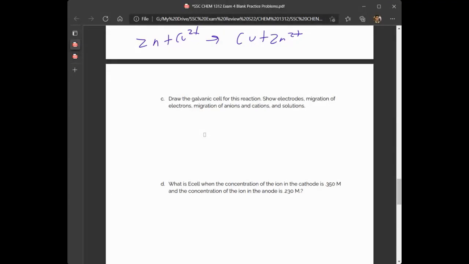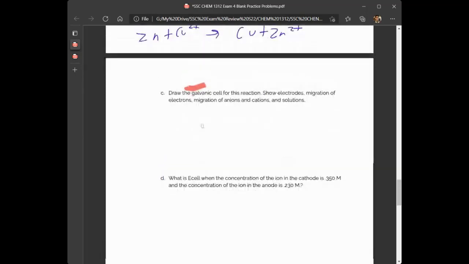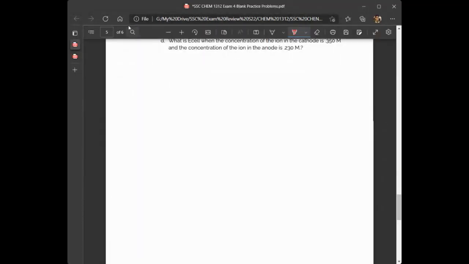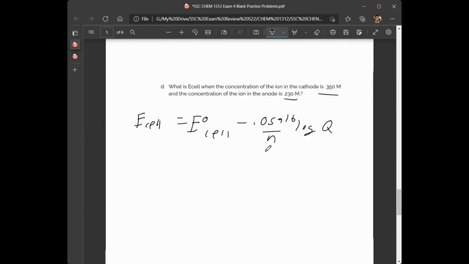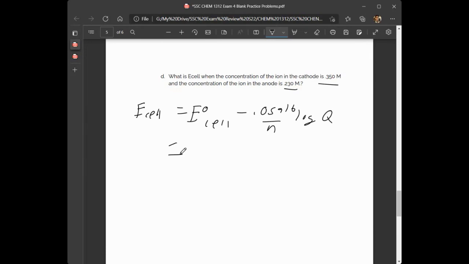So let's talk about the next problem. What is E cell when the concentration of the ion in the cathode is that value? So this is non-standard, so we've got to use that big equation. E cell equals E naught minus 0.05916 over n log of Q. Like I mentioned earlier, if it says that it's 100 degrees Celsius, you've got to use the nF formula at the bottom, accounting for the temperature.